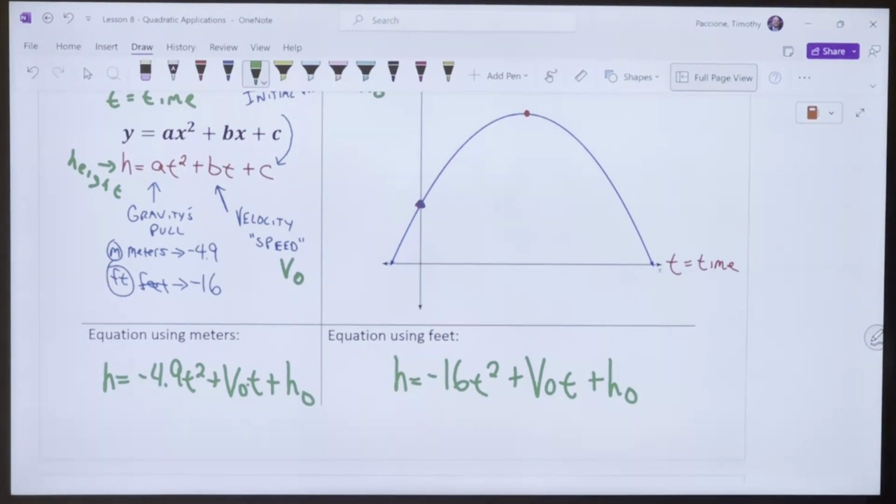Capital V or lowercase? Capital V. Lowercase h. Just because I want to.